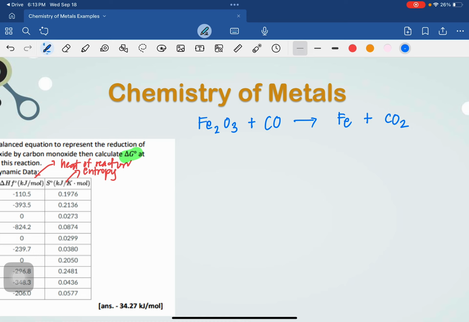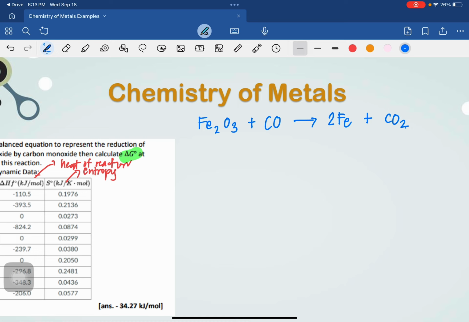So how many irons do we see? We have two on this end. We only have one here, so let's put two here. So that balances iron. And then we can check for oxygen and carbon. Carbon, we have one. Maybe we can put carbon as the last one for balancing. Maybe we can take oxygen. So we have oxygen 1, 2, 3, 4, and we only have two here.